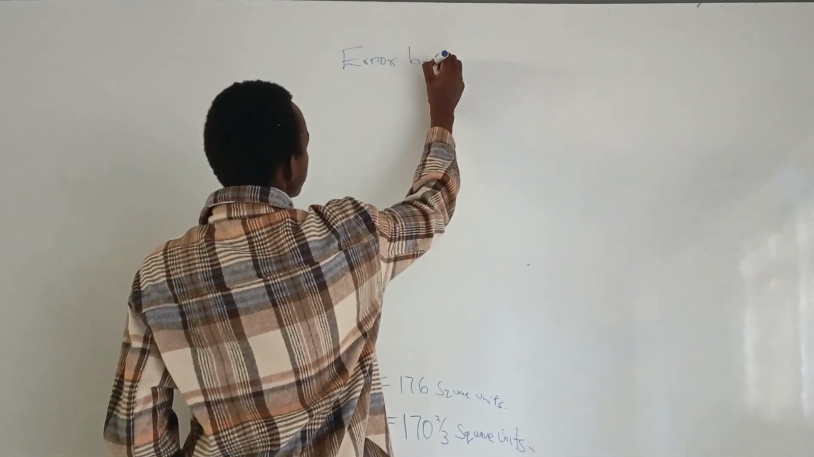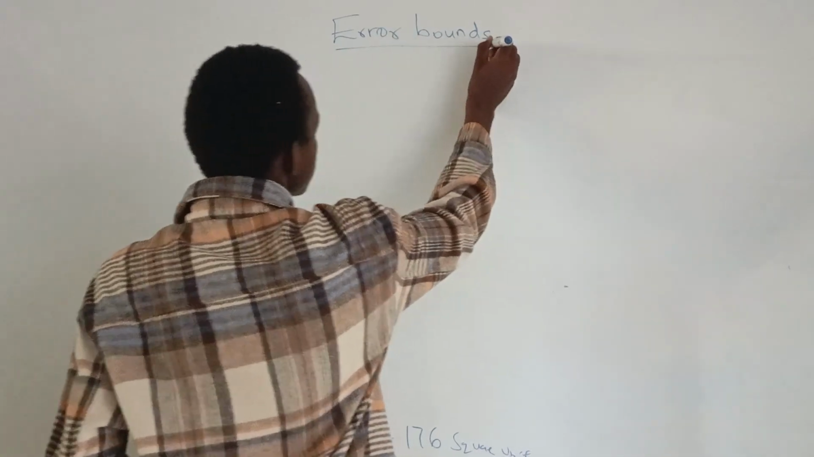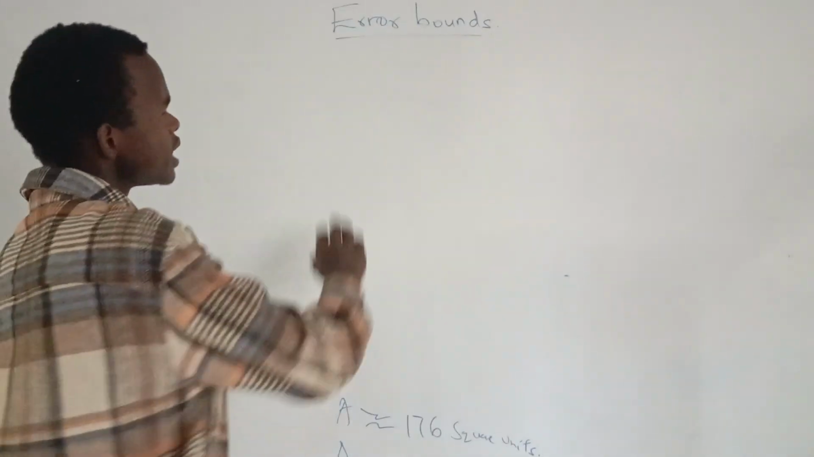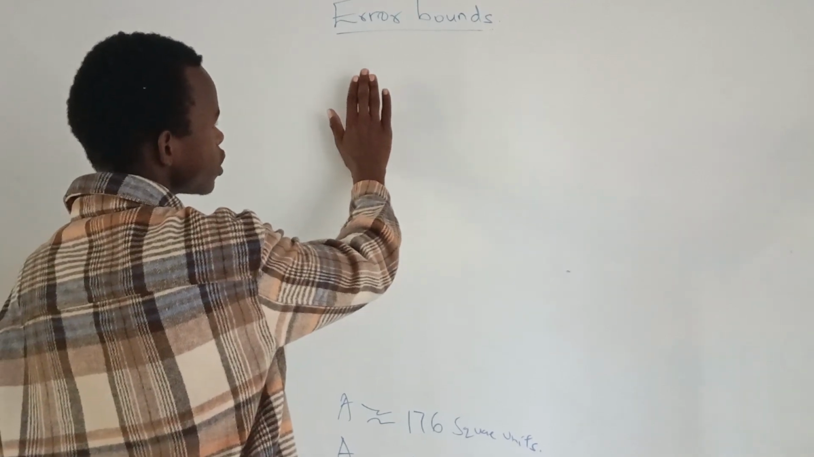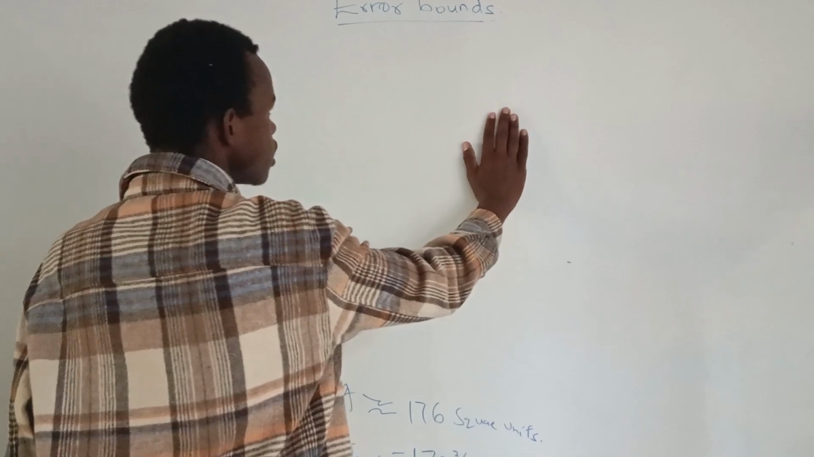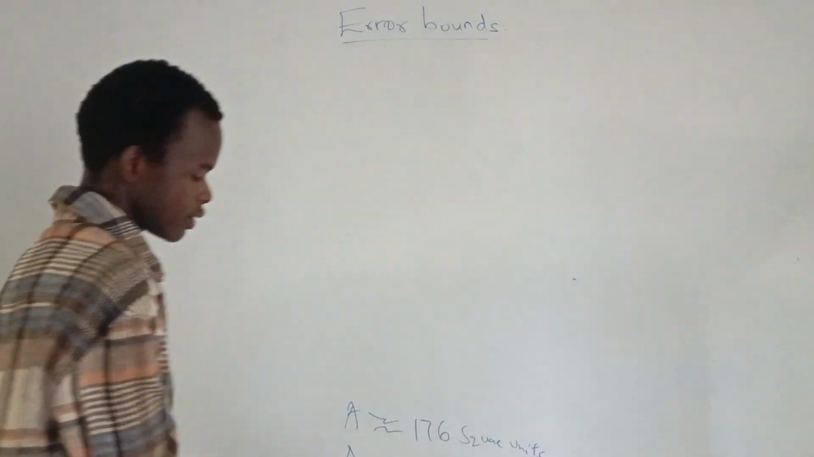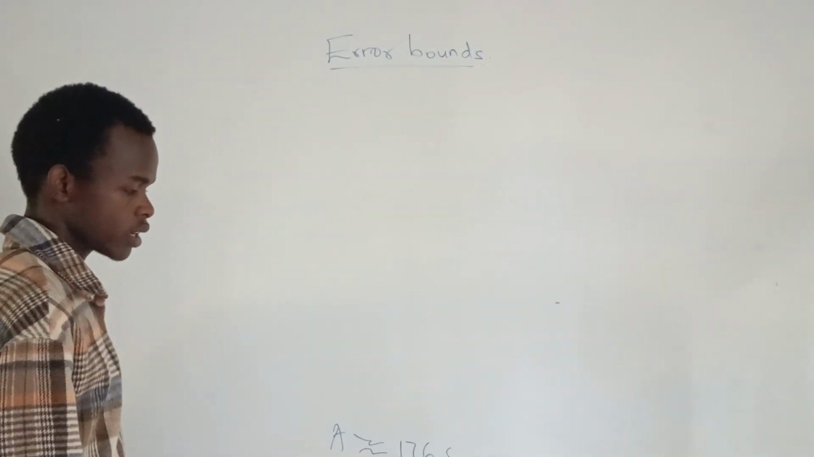Error bounds. So in error bound, the concept is what's the maximum error, the upper bound error that someone can commit. That someone mustn't exceed for the approximate area to be within the range of accuracy.